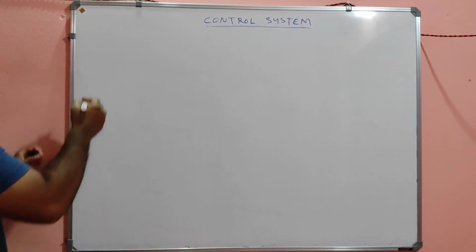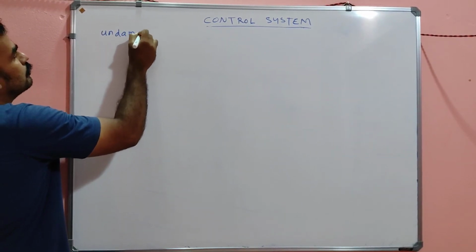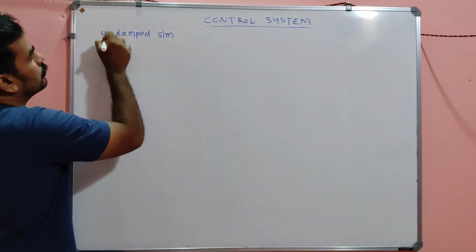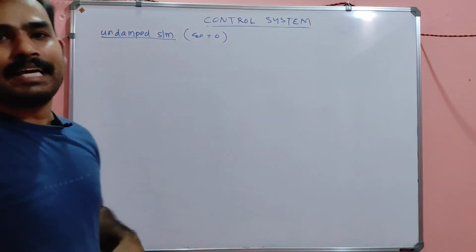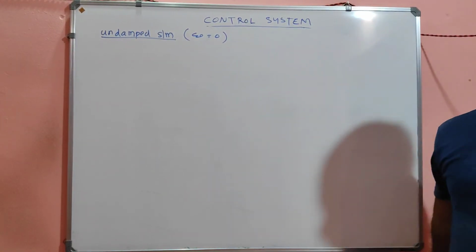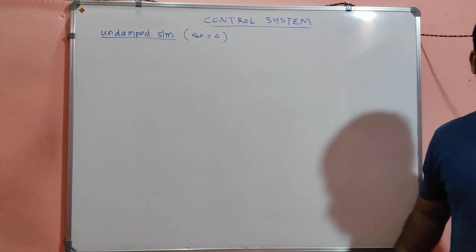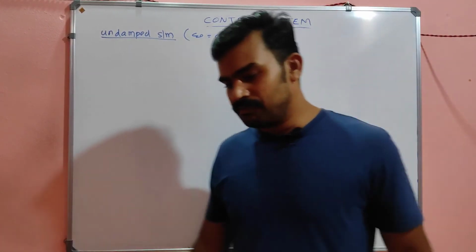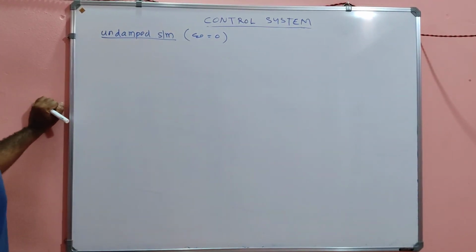So next is the undamped system, which means theta equal to 0. Depending upon the value of theta, which is the damping ratio, we can classify the system into many types. First is the undamped system. For the undamped system, theta will be equal to 0, my dear.